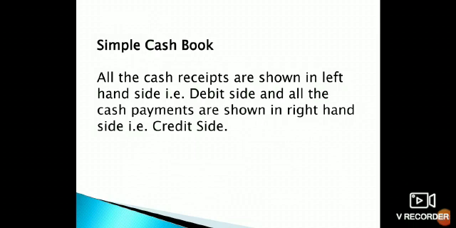What is simple cash book? All the cash receipts are shown in left hand side, that is debit side, and all the cash payments are shown in right hand side, that is credit side.